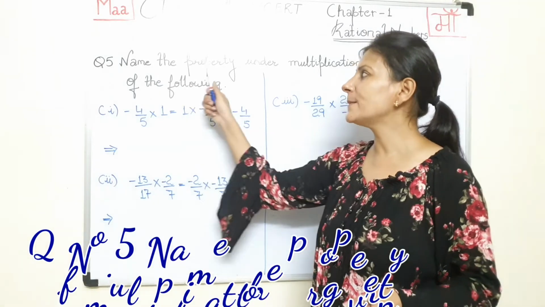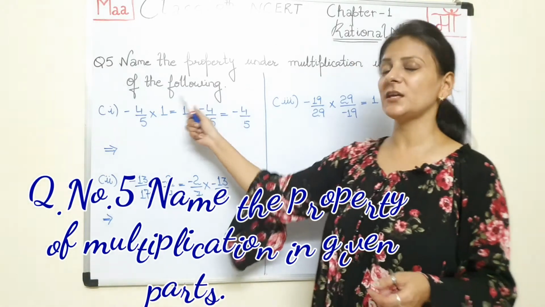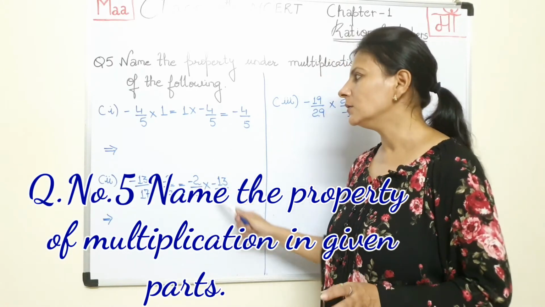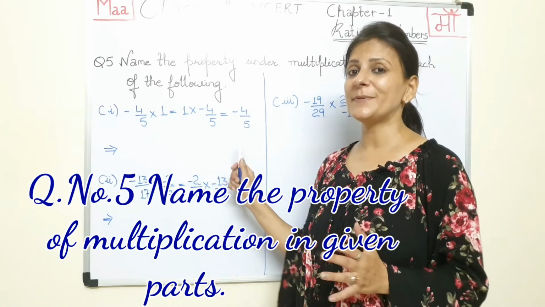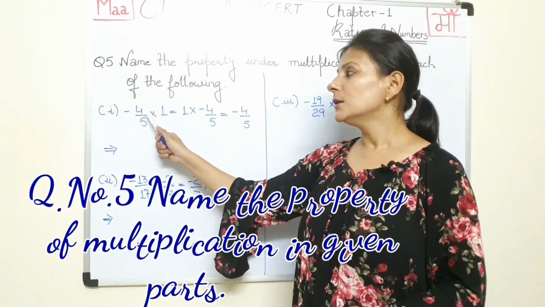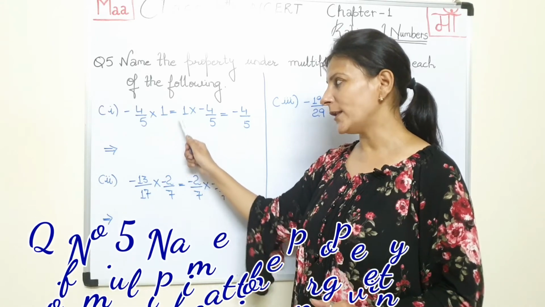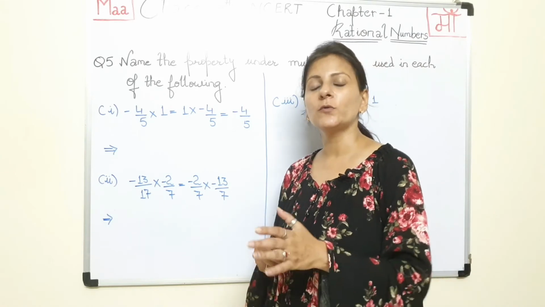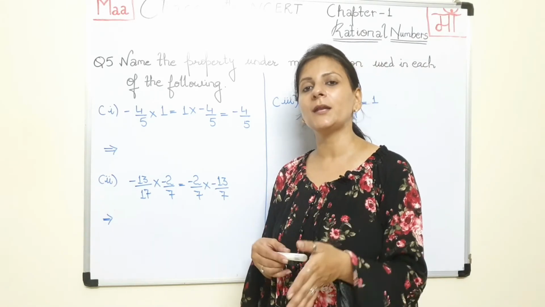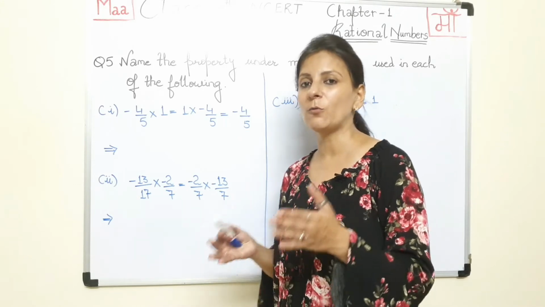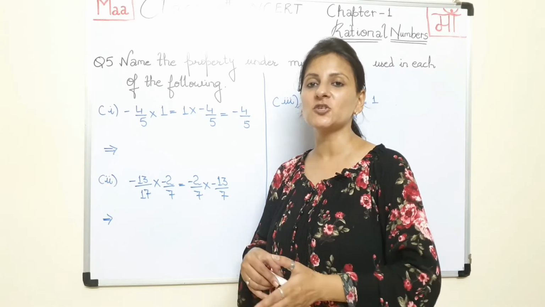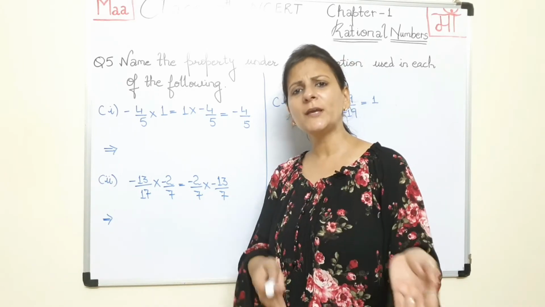Fine. Now the next question says, name the property under multiplication used in each of the following. Now we have to name only the property in this question, and all the properties of multiplication are asked in this question. See, the first part is -4/5 into 1 is equals to 1 into -4/5 is equals to -4/5. This you already know that whenever we multiply any rational number, any whole number, any natural number by 1, we get the same number. 1 से जब हम किसी भी natural number, whole number, rational number, fractional number को multiply करते हैं तो हमें वापस वही नंबर मिलता है.